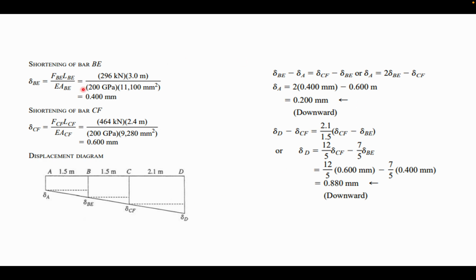And from all the known values of delta BE, delta CF, delta A, and delta D, we can get the displacement diagram as we see here.